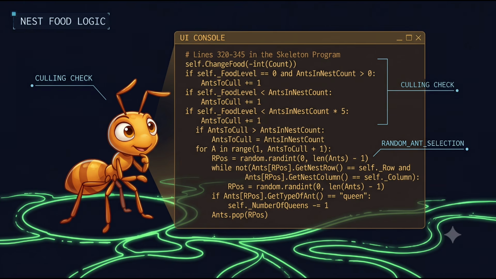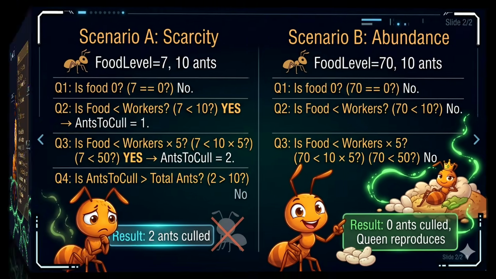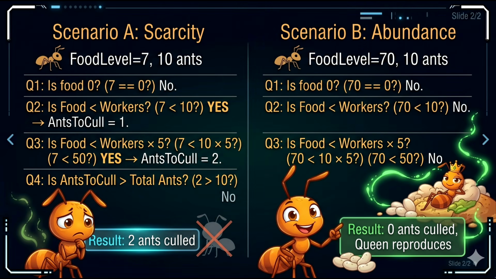Then there's the culling check. 3 stacking conditions. Each one can add 1 to ants to cull. So condition 1 is food is 0 and they are workers, cull. Condition 2 is food is less than the worker count, cull once more. Condition 3, food is less than worker count times 5, cull one more. Maximum 3 ants can be culled in one stage. Then there's a safety check. If ants to cull would exceed the actual number of workers, then it's capped. Now let's look at an example calculation question. So for this question, food level 7, there are 10 ants.